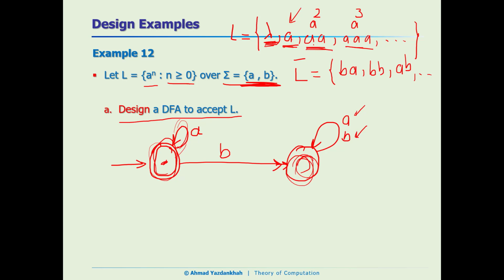Okay, so let's have a test here. BA: B goes here and stops here, so it will be rejected. BB: B goes here and another loop here, so BB will be rejected, and so forth, right? Let's try another one, AB. A will loop here and B goes here and stops here. So as you see, the machine will reject all of the L bar. So this is our design, all right?